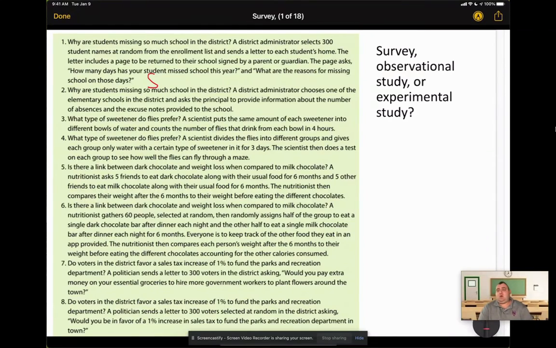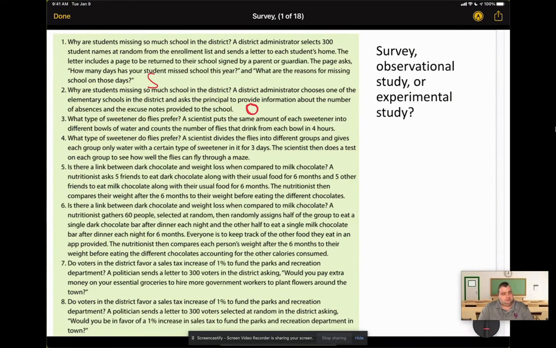They're not sending a questionnaire to the students. Notice that the administrator is not actually interacting with the students in this particular example. They're just gathering the data from the district records. Okay, so because they're not actually interacting with the students, with the participants in this study, this would be an example of an observational study. So I'm going to label that O for observational study.